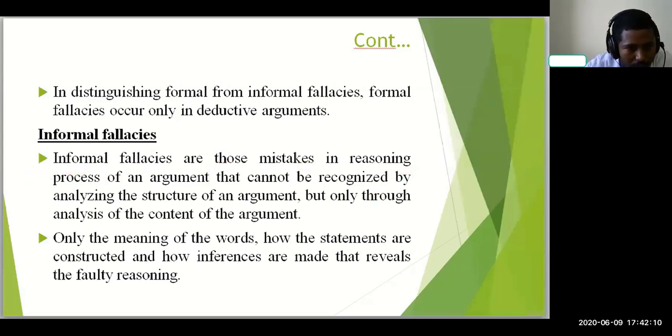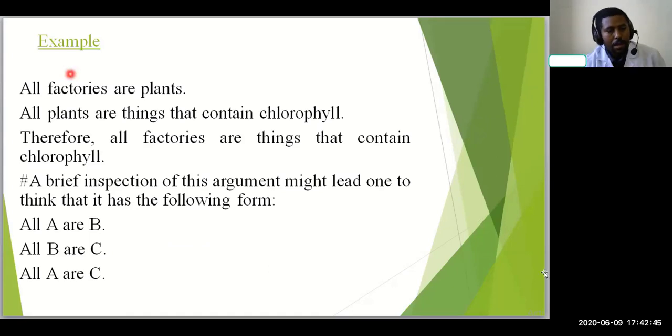Informal fallacies are those mistakes in the reasoning process of an argument that cannot be recognized through analyzing the structure of the argument, but only through analysis of the content of the argument. Only the meaning of the words, how the statements are constructed, and how the inferences are made reveal the faulty reasoning. We have said this one. Let us look at examples of informal fallacies.